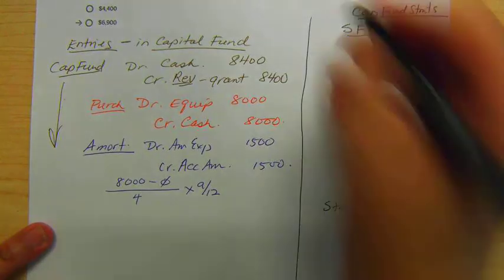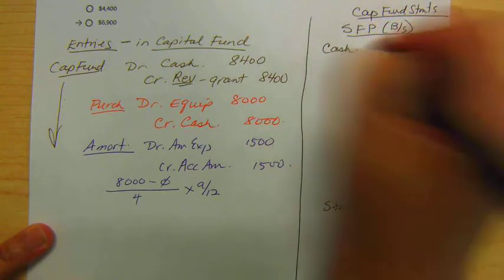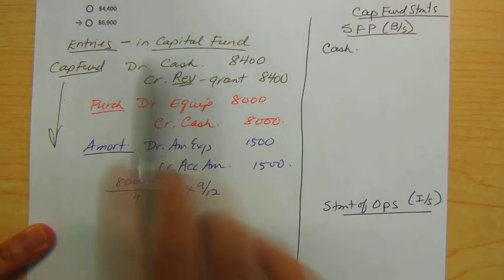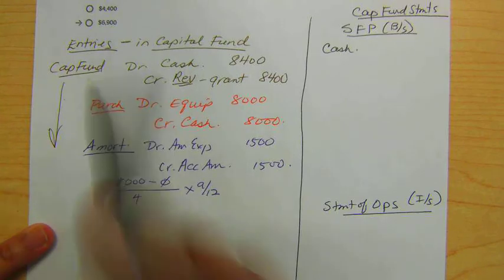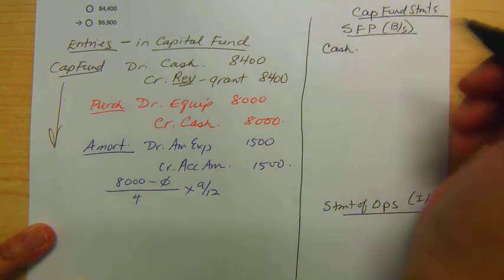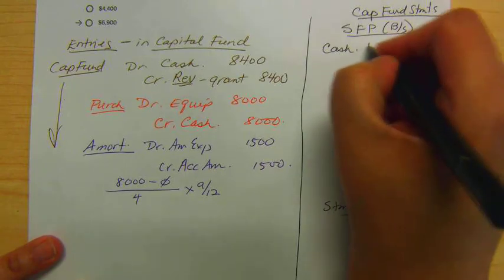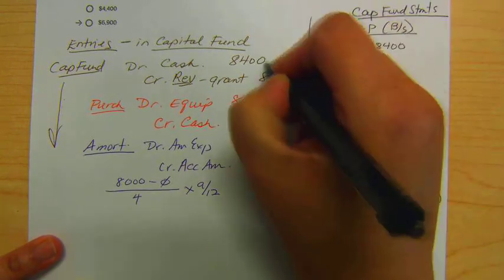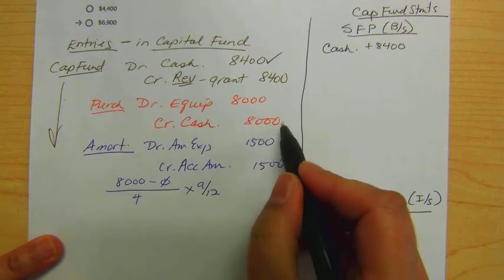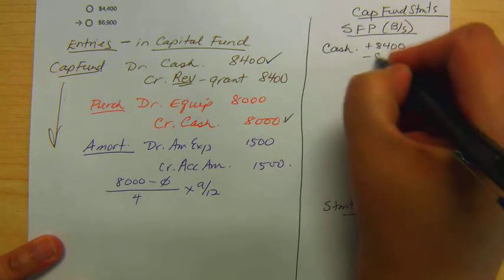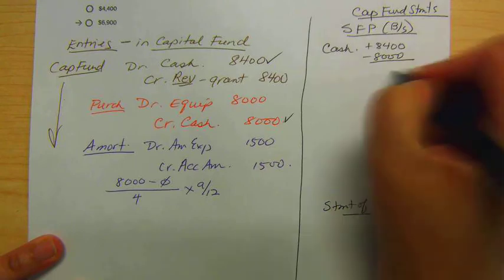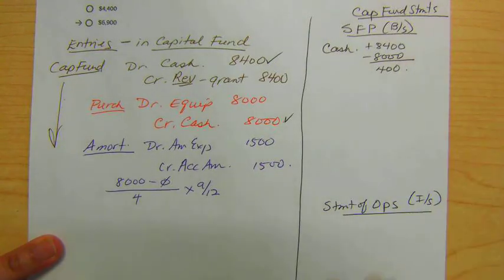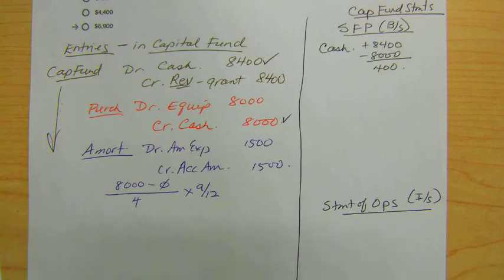So let's put our cash to start with. Basically, we're just posting these. Cash went in, so it went up by 8,400. Check. And then it went down by 8,000. Check. And that gives you $400. Everybody okay with that?